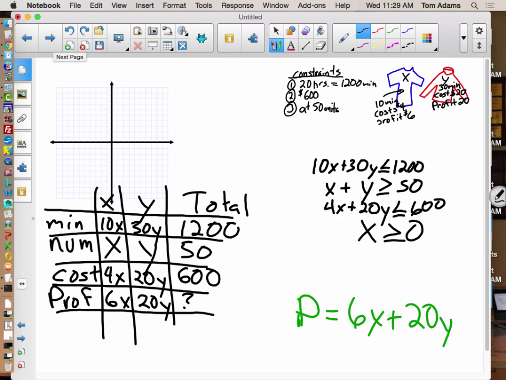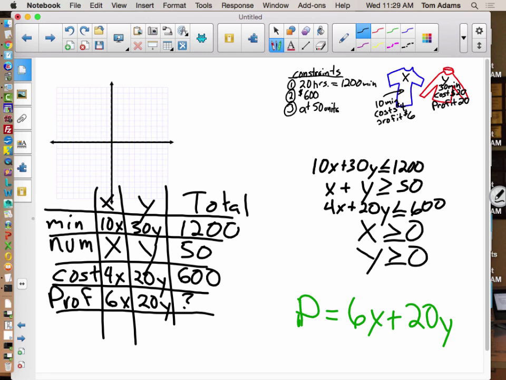How many sweatshirts am I going to make? Not 50, we don't know yet. I have to do at least 50, but I could do more. Right? So y has to be a positive number or equal to 0. Does that make sense? So those are all my constraints.